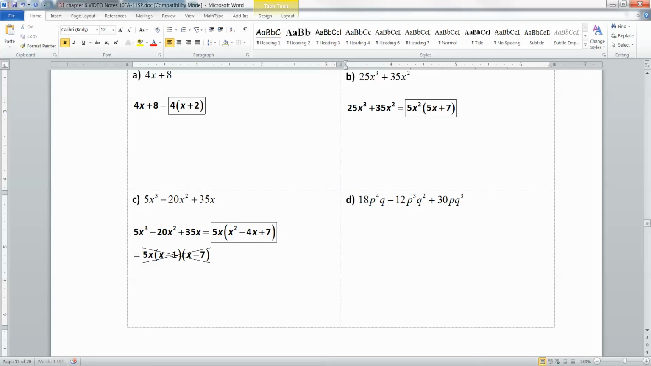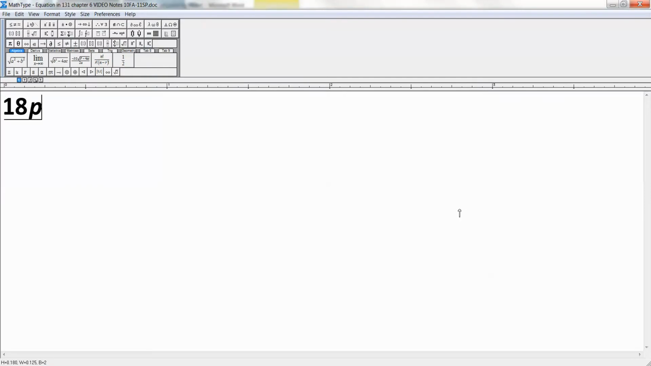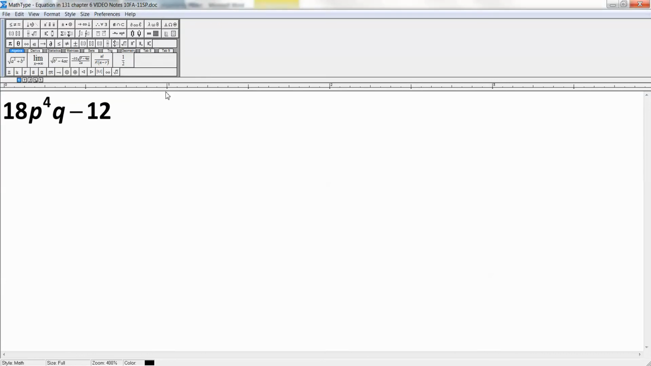All right, last one. 18p to the 4th q, minus 12p cubed, oops, not print, p cubed, there we go, q squared, plus 30pq to the 3rd. All right. So now what can we take out?